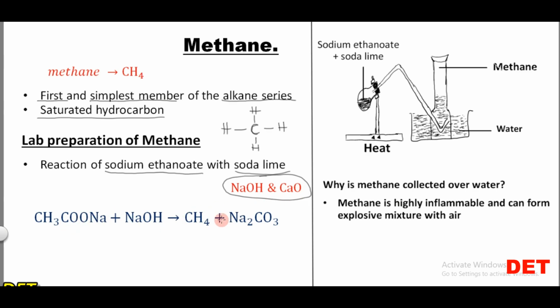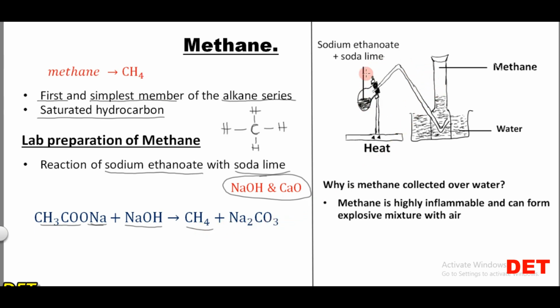This is a chemical equation that represents the preparation of methane. When sodium ethanoate reacts with soda lime, the reactive agent in this mixture is sodium hydroxide. But there is a reason why the soda lime is used, which is a mixture of sodium hydroxide and calcium oxide, and we'll look at that later. When sodium ethanoate reacts with soda lime, methane, CH4, is produced, and sodium carbonate.